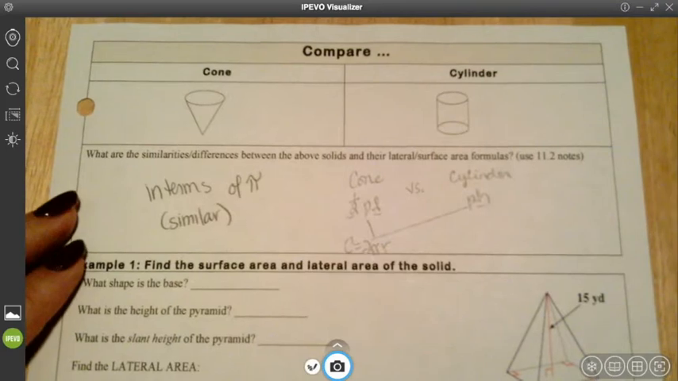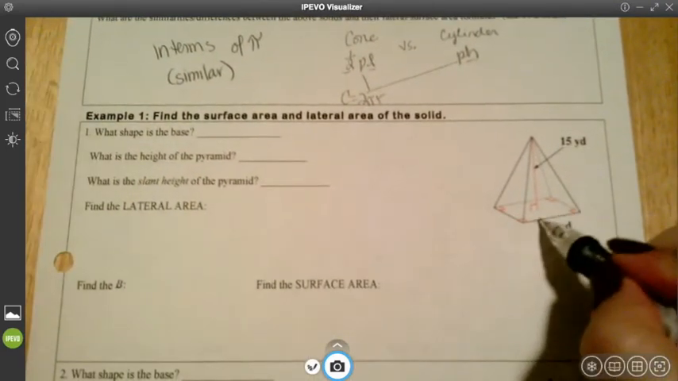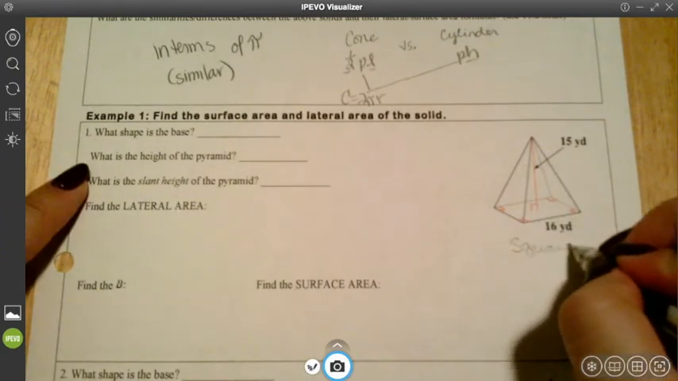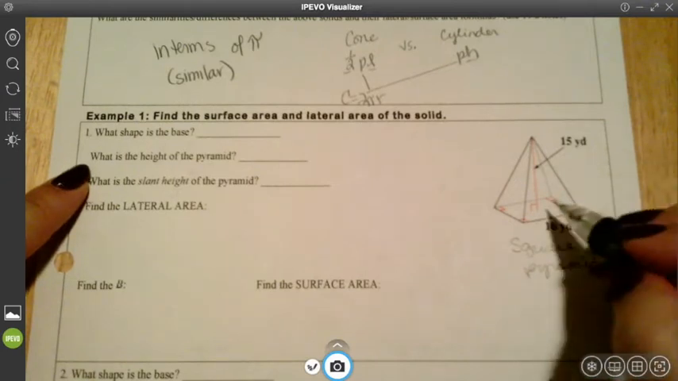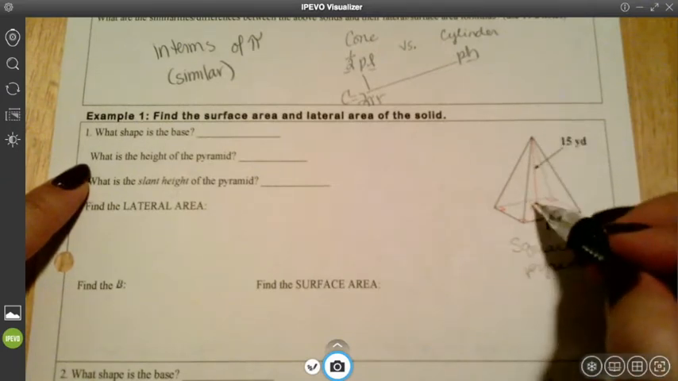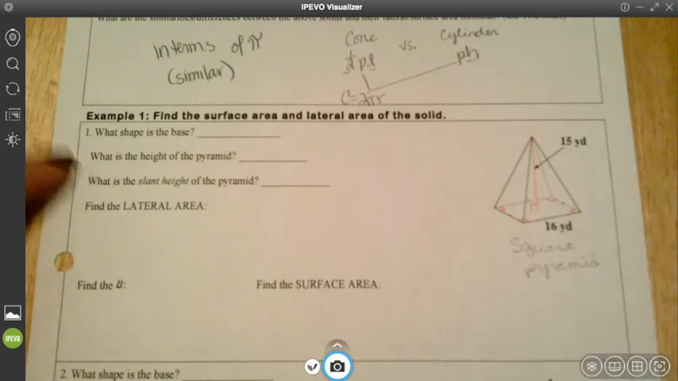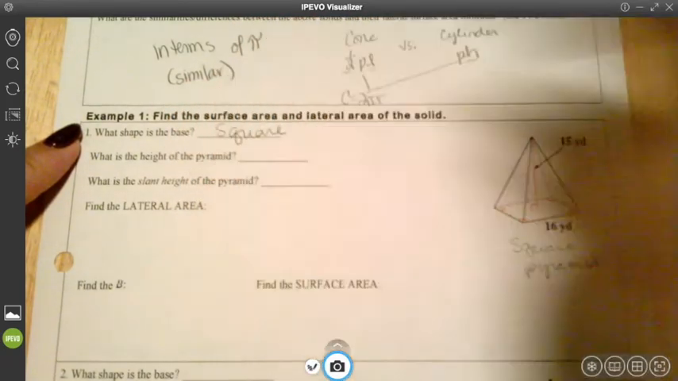So let's look at an example. For this example, we have a square pyramid. And I know that it's a square because all of my lateral faces are congruent, which means that all of these are also congruent. So what shape is the base? It is a square. What's the height of the pyramid?